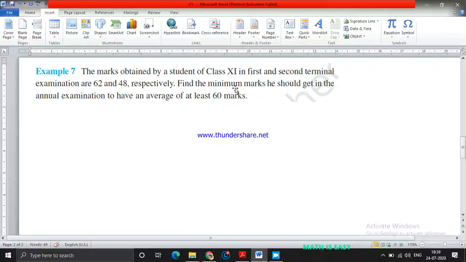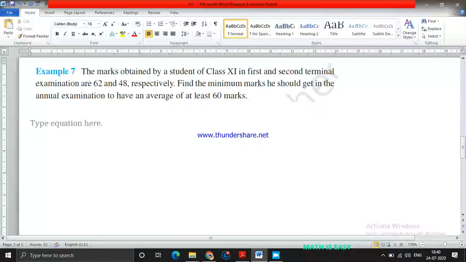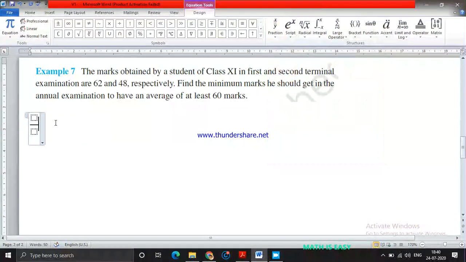So here it is given the average of three subjects. Out of three subjects, I know two exams' marks. One is 62 plus 48 plus, I don't know the third exam's mark, so I'll take it as X. Average means divided by 3. At least 60 means minimum 60, or it can be 60 or above. So in that case I'll say greater than or equal to 60.